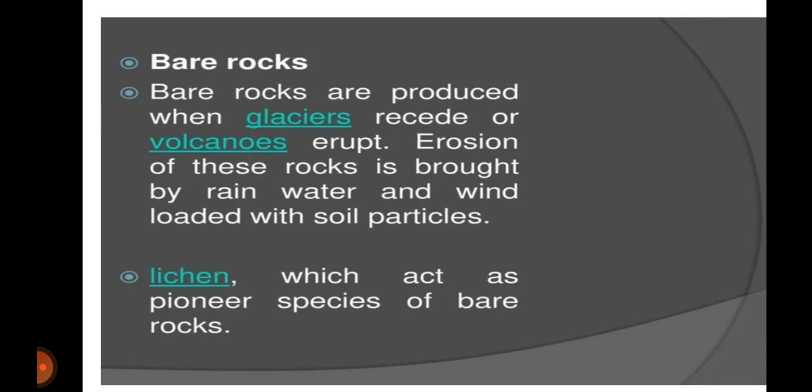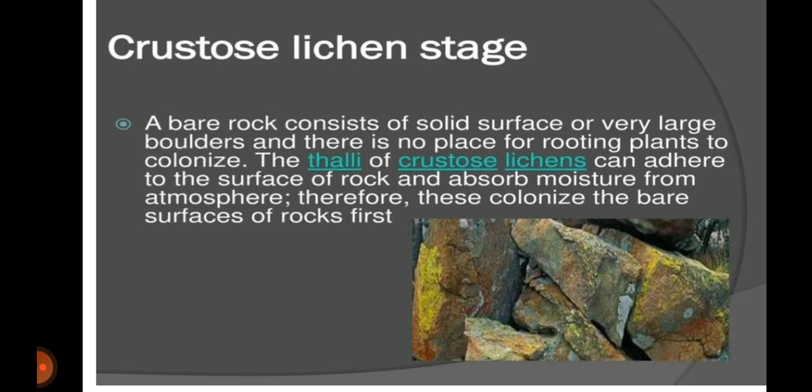Generally, bare rocks are produced when glaciers recede or by similar processes. The erosion of these rocks is brought about by rainwater and wind loaded with soil particles. So, on the bare rocks starts the plant succession in the xerosere. The first stage is called the crustose lichen stage.